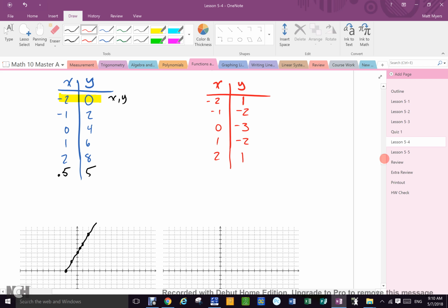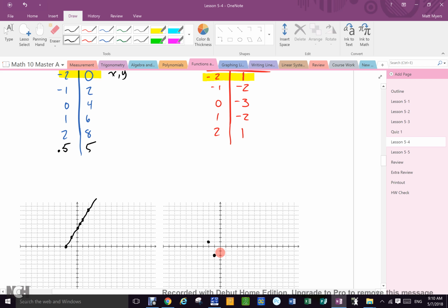Look at what's happening. What's my first point? -2, 1. -2, 1. Okay, no problem. -1, -2. Okay, no problem. 0, -3. That makes a nice curve. But then look what happens on the other side. The same thing, and it makes a nice curve. That will go on forever.